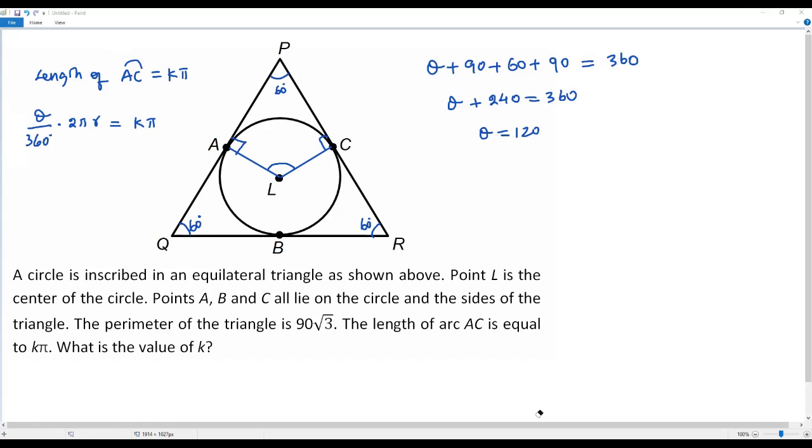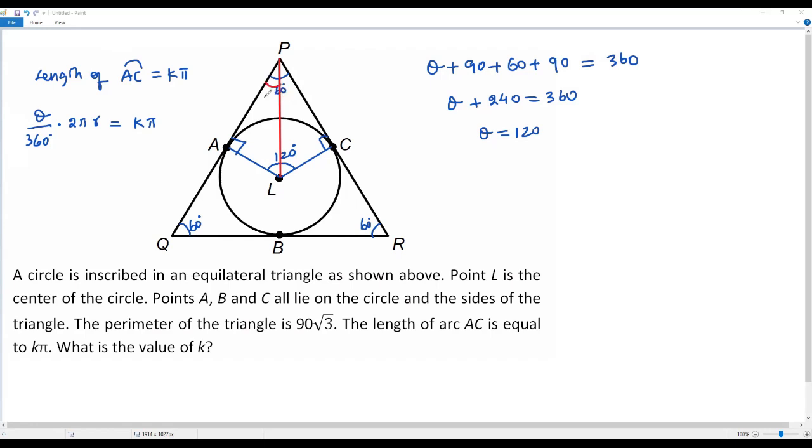Let me replace this theta by 120 degrees. Now we have the central angle of the arc, that is, we got the value of theta. Still we have to get the radius of the circle. How do we get the radius of the circle? Now, let me connect the center of the circle L and the external point P. Since PA and PC are two tangents to the circle from the same external point P, the line segment which connects the center of the circle and this external point P will bisect this angle. Already we know that the measure of this angle is 60 degrees. Then it will be bisected, that is, divided into two equal parts.